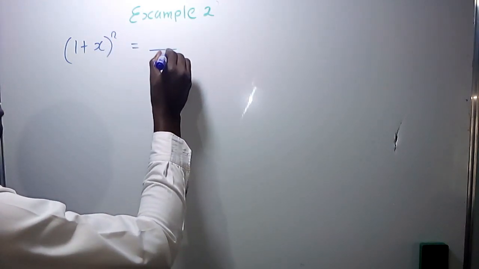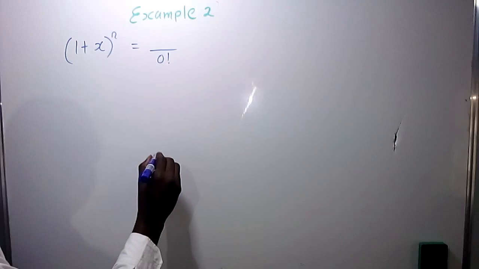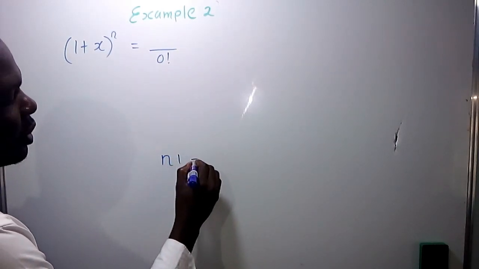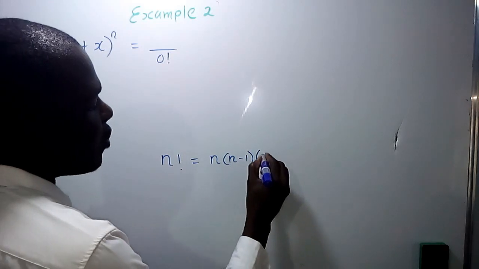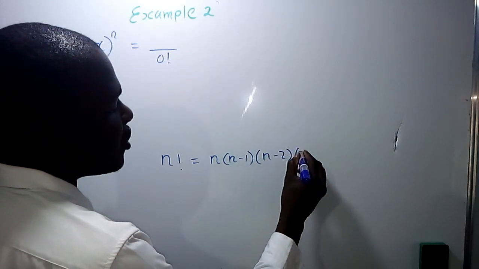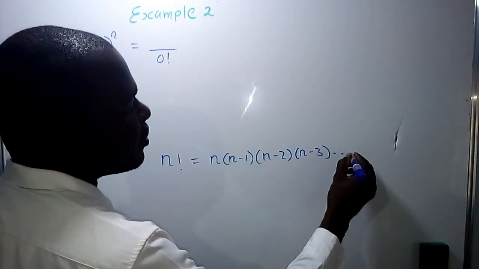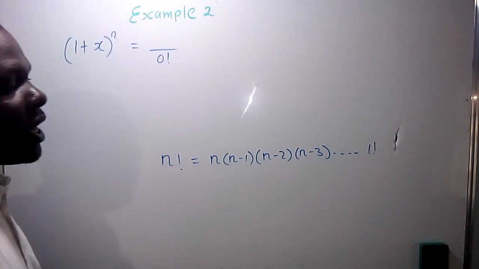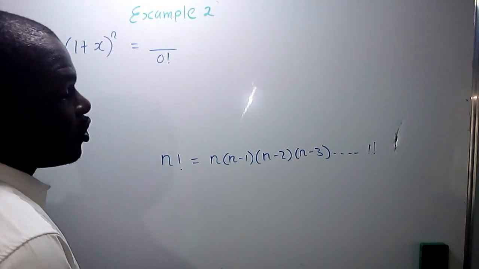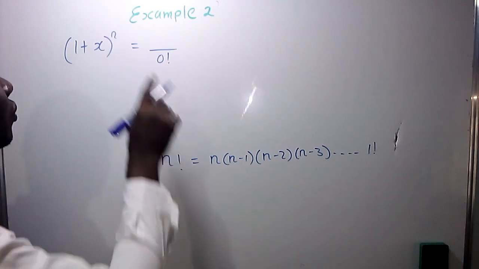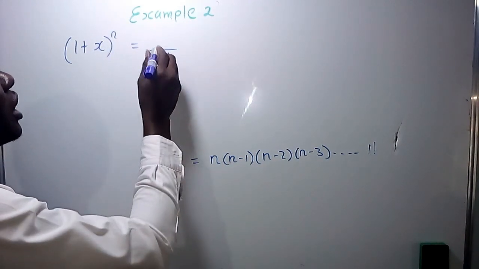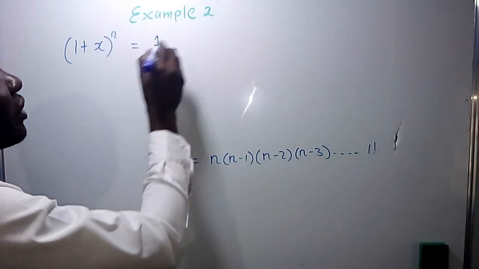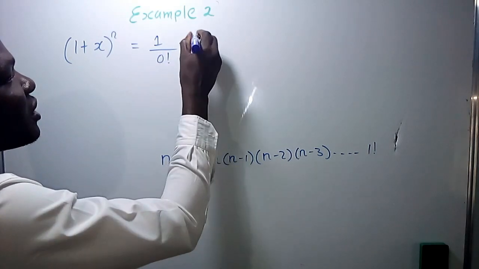Remember, n factorial is the same as n into n minus 1 into n minus 2 into n minus 3, all the way until you reach the last. So to expand the function (1 + x)^n, if you have 0 factorial, it means there's no term in the numerator. Then our x is raised to power 0.